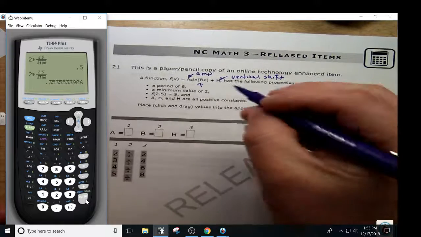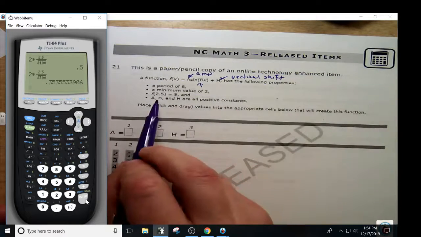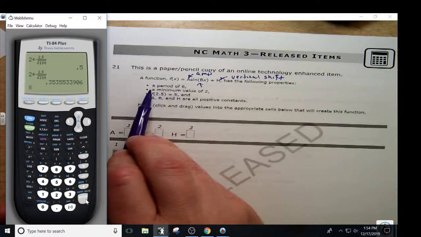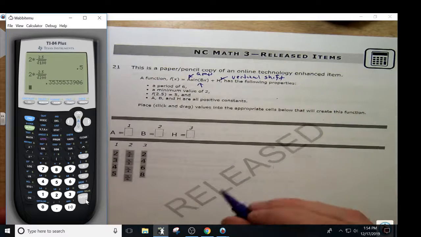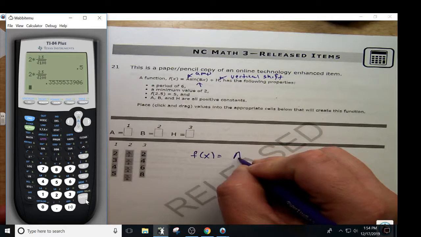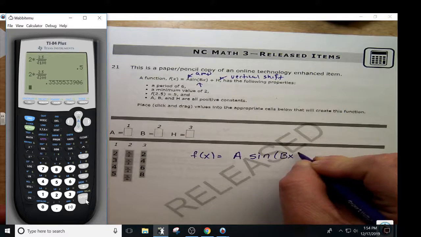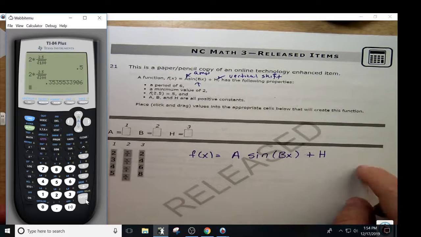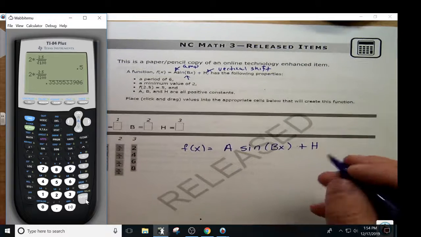So, now guys, let me show you something. Look right here. It says a period. This is the function, and it says a period of 6. Now let's write this down. F of x equals a times sine of bx plus h. Now I use d for vertical shift, but that's okay. Any variable will work.